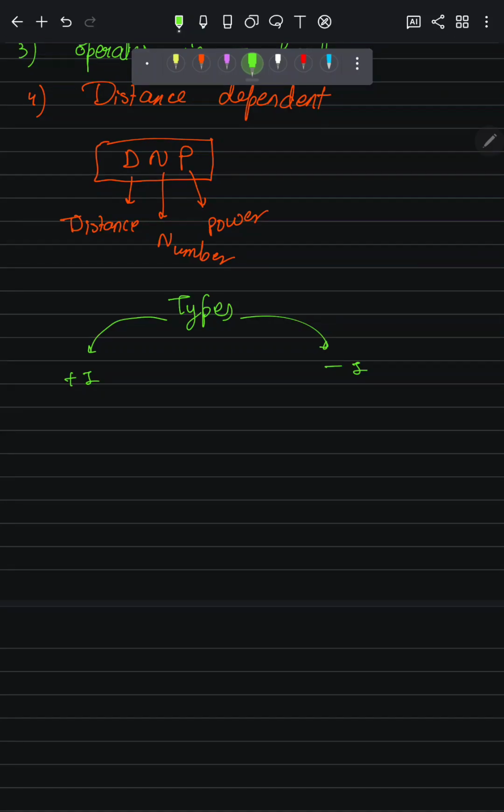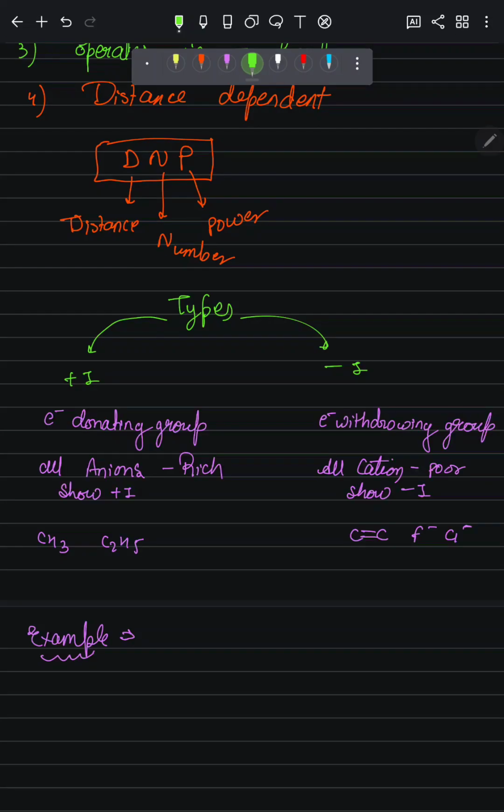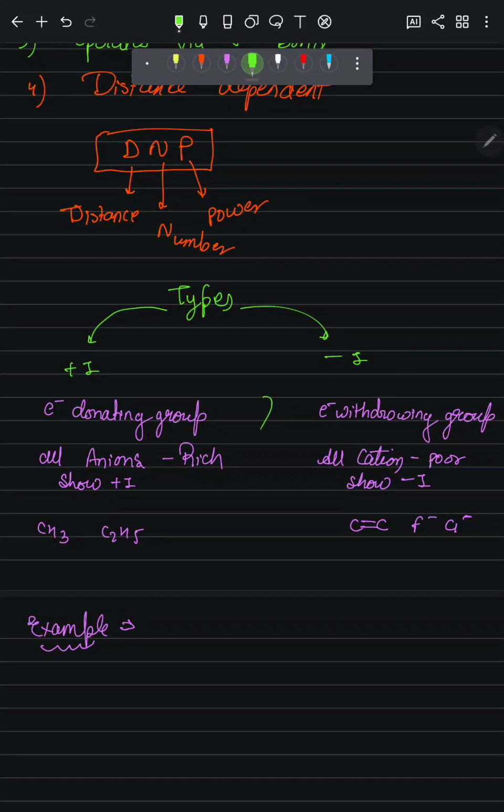And if we talk about the minus I effect, it is an electron withdrawing group. All the cations, which are electron poor in nature, and highly electronegative neutral groups, for example fluorine, chlorine, and unsaturated groups like carbon-carbon double bonds, alkenes, alkynes, C triple bond N, etc., will show the minus I effect. As we are writing, this is the difference between the plus and minus I inductive effects.